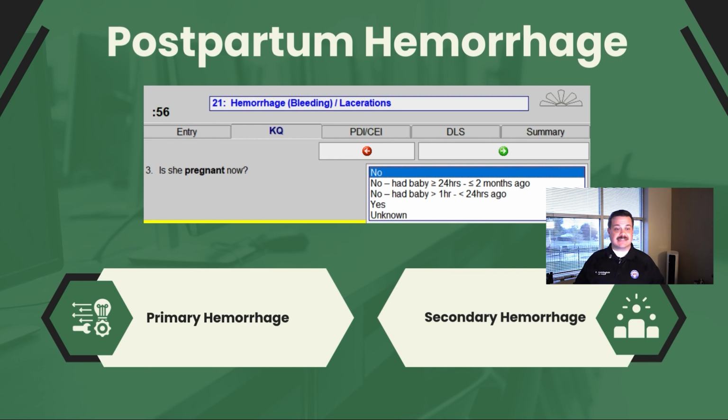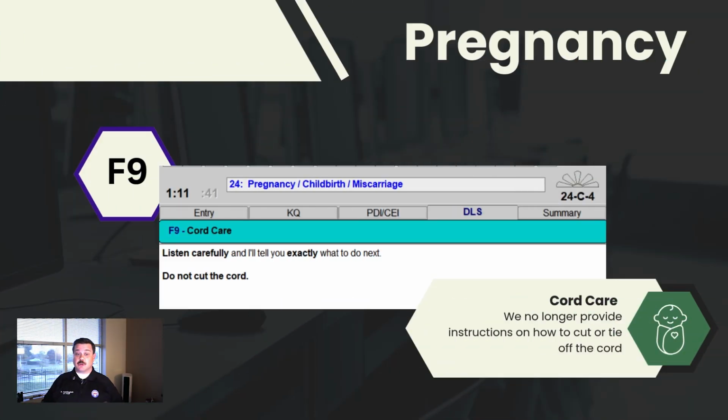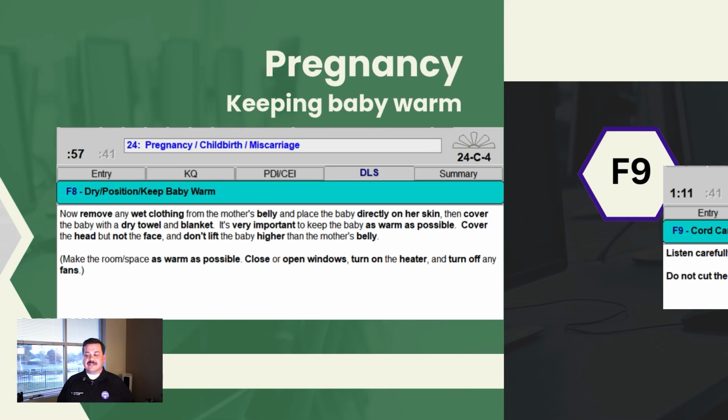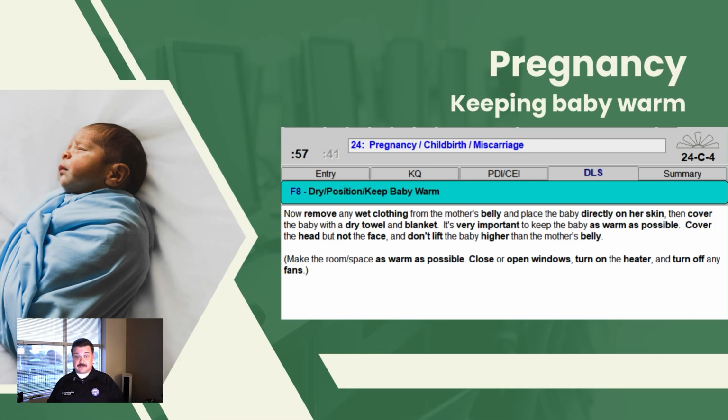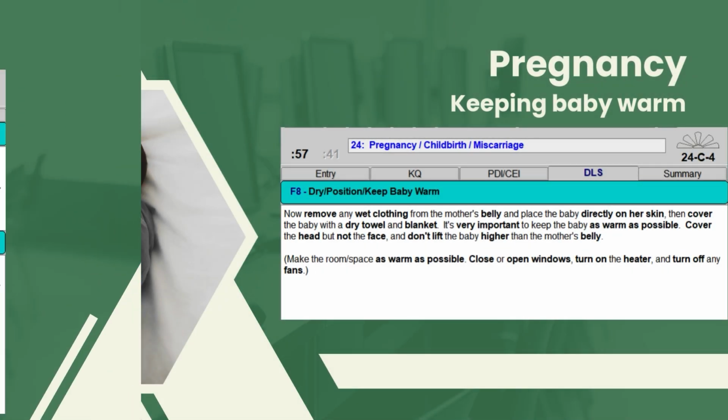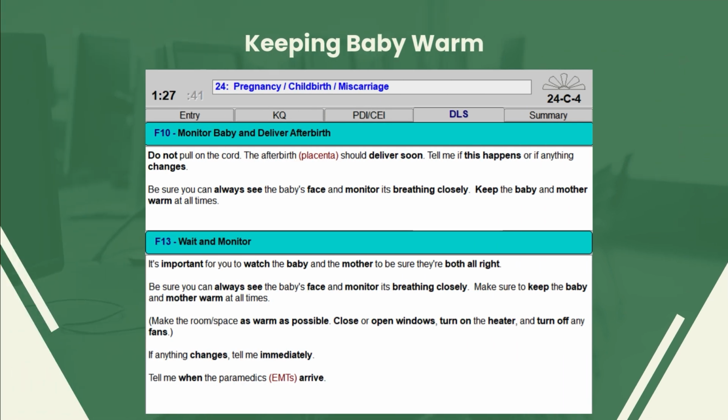Still, we will ask about a C-section in the following question on Protocol 21, and if suitable, we will provide access to the PAI for fundal massage. We're now looking at some instructions that have been omitted and/or changed. Regarding cord care, we no longer have instructions for how to cut or tie off the cord. Responders will handle this when they arrive. You'll notice that in the following few panels, F8, F10, and F13, there's now an emphasis on keeping the baby warm. Instructions, make the room as warm as possible, close the windows, turn on the heater, have been added and should lead to overall better patient care.